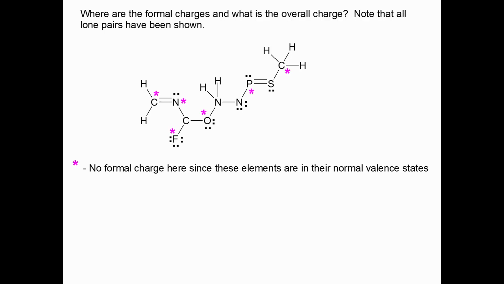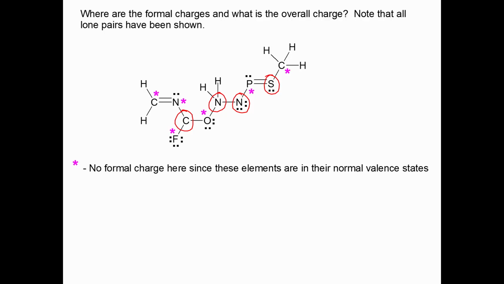You see a lot of magenta asterisks here as well. These mean these are the atoms that are in their normal valence state and they don't have any formal charge. We could calculate it and get zero, but the objective of this course is to recognize that this is the normal valence state, so you should know to ignore these atoms. It's the other atoms here that we're looking at for formal charges. So formal charges are going to be here, here, here, and here.